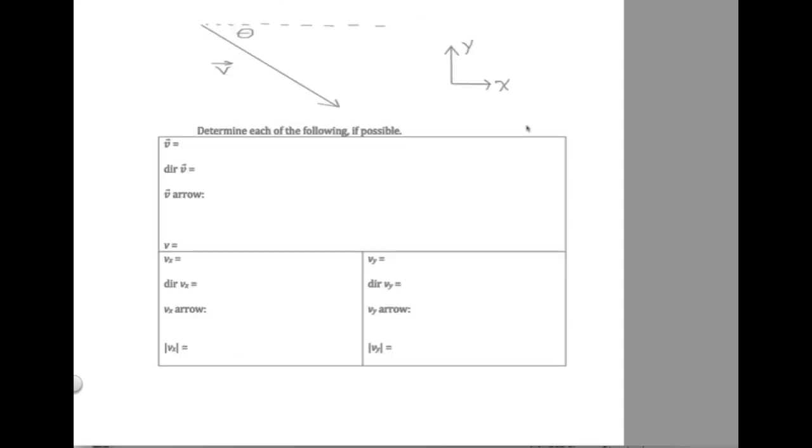Try this problem. Okay, now we'll go through this together. Well, we can already fill out some information about the overall vector here. So clearly the V arrow looks like this, something like that. And the direction of V is at an angle of theta as shown.